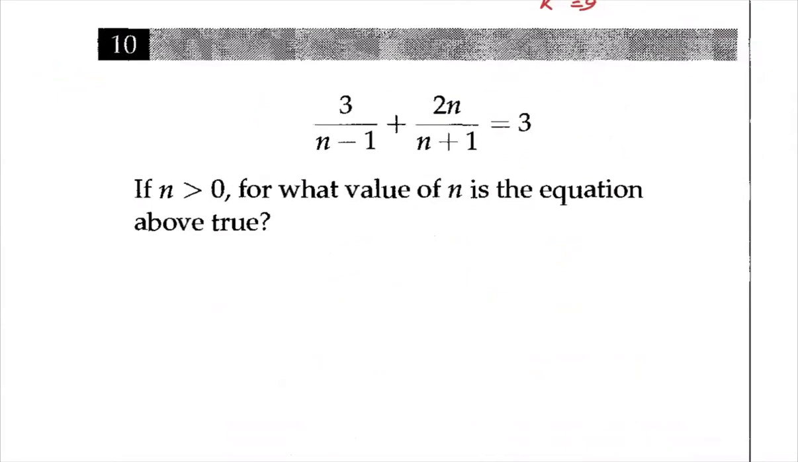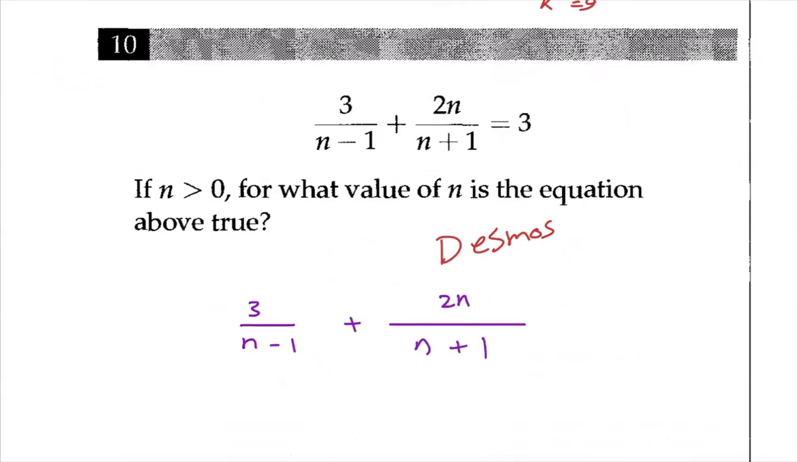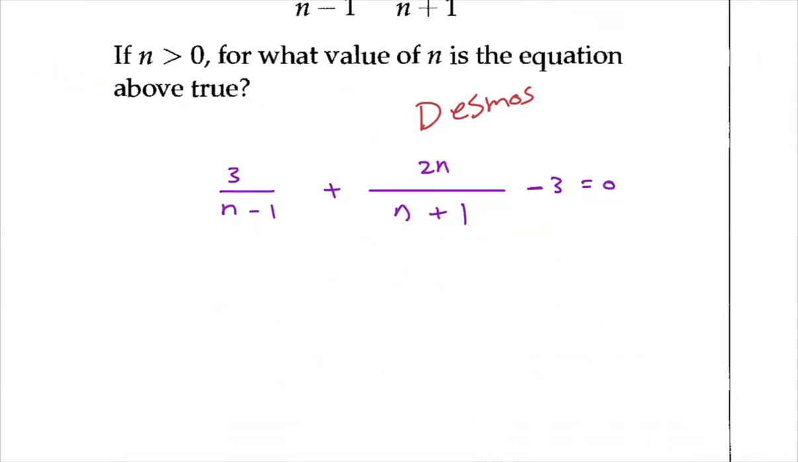Question number 10. This is again another equation. You can solve it manually or using Desmos. I'm going to solve it using Desmos just by shifting 3 to the other side. So it will be 3 over n minus 1 plus 2n over n plus 1. Shift 3, it will be negative 3 equal to 0. Go to Desmos and find the x-intercepts. And instead of n, just write x.